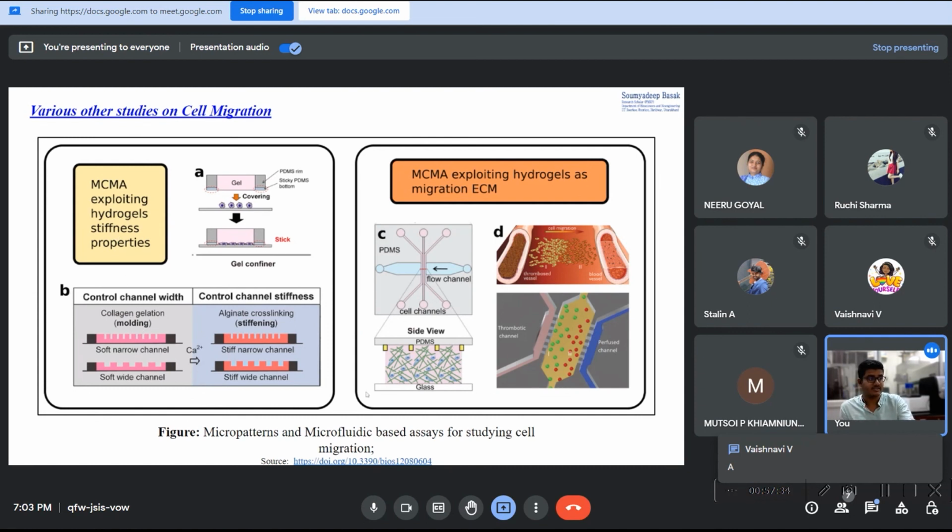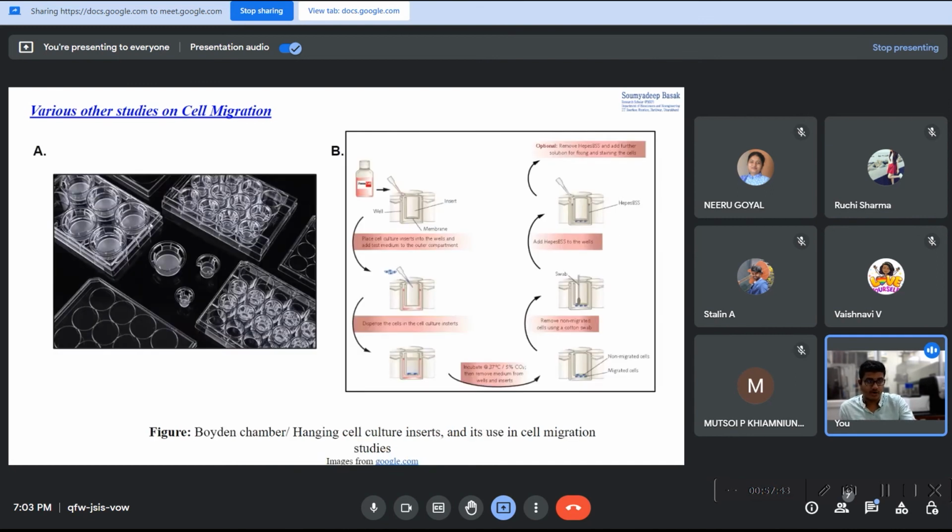See, there are various kinds of patterns that are created, and depending upon which we get the cell migration micropattern and microfluidic based assay. This is the kind of voiding chamber we have talked about, right? The particular cells are grown in the upper chamber, then the cells are migrating towards the bottom chamber of the cell tissue culture, from where we can quantitatively detect the cellular migration. Voiding chamber based assay, right?